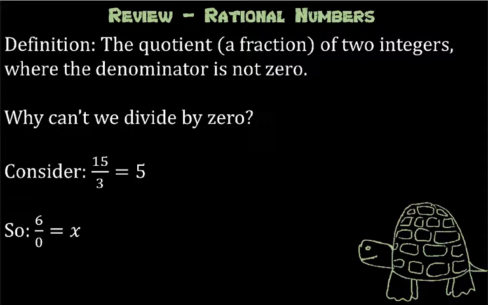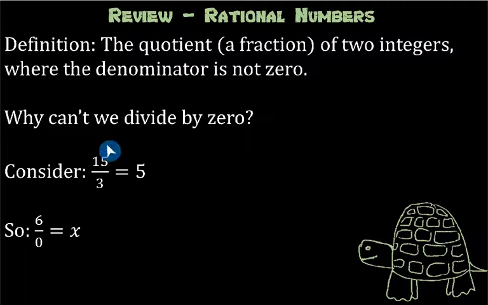So first, reviewing rational numbers, let's remind ourselves of the definition. A rational number is a quotient or a fraction of two integers where the denominator is not zero. Have you ever wondered why we can't divide by zero? Well, here's one way to think about it.